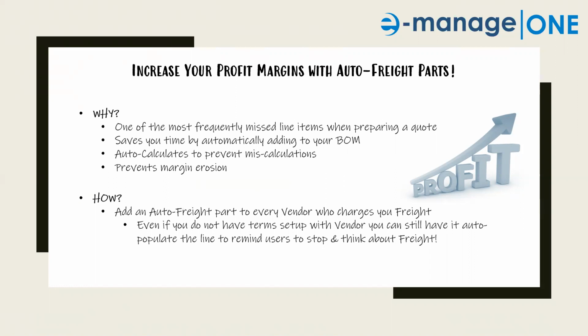It's going to save you a ton of time because it's going to automatically add to your bill of materials if you set up those freight parts on your vendor records. On top of that, it's also going to auto calculate the freight. So if you have those freight terms set up with your manufacturer, you want to set those up, and it's going to help prevent those miscalculations, which will obviously help prevent margin erosion.